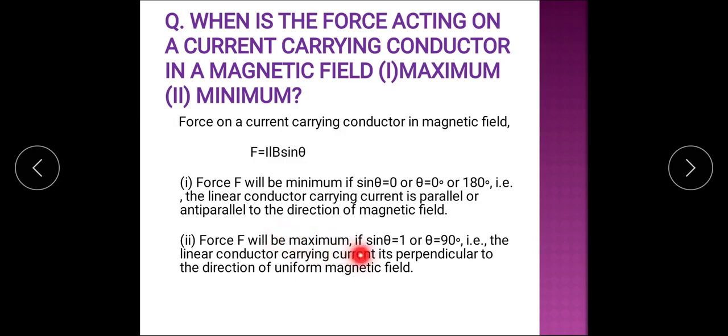And for maximum force, the value of sine theta must be maximum, and the maximum value of sine theta is 1, which is possible when theta is 90 degree. So if I keep my current carrying conductor perpendicular to the direction of magnetic field, it will experience maximum force. So for minimum force, it should be kept parallel or anti-parallel to the direction of magnetic field, and for maximum, it should be kept perpendicular.